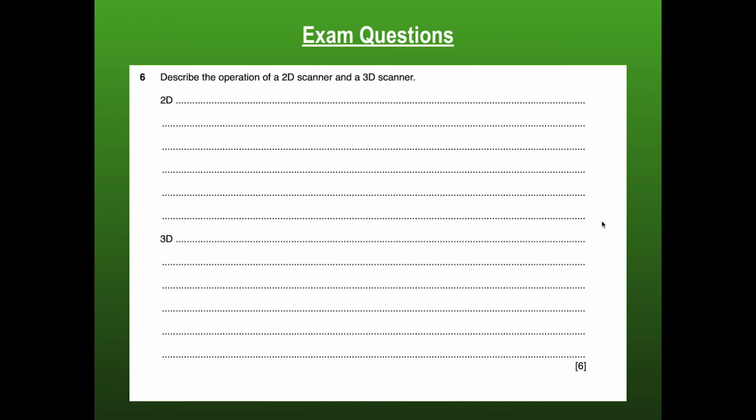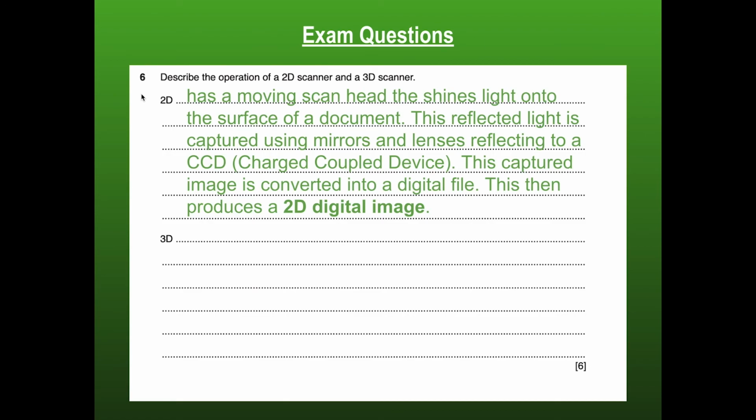So each of these answers is going to need 3 different marks to complete the question fully. And that means that you need 3 different points for each answer. So 3 definite actions that are happening in this operation, described by using full sentences. That's so important. It needs to be full sentence answers. So what are our principles of operation for a 2D scanner?